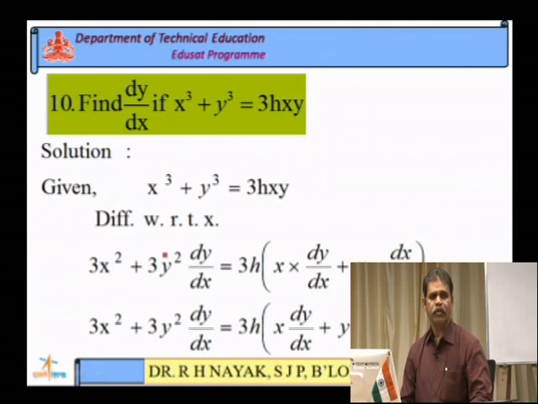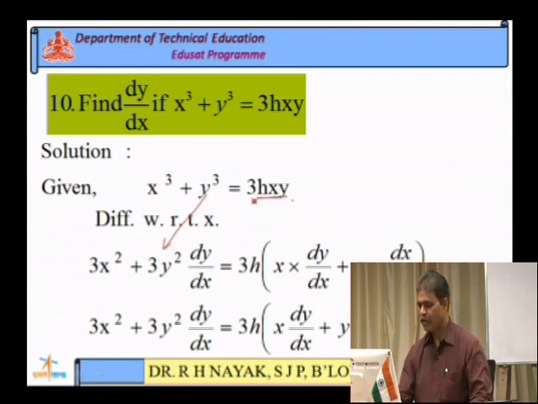x cube plus y cube is equal to 3hxy. We know the differentiation of x terms and y terms, and according to that you differentiate it. Differentiation of x cube is 3x square, plus differentiation of y cube is 3y square into dy by dx, because it is a y term, is equal to... how to differentiate this, it is a product.